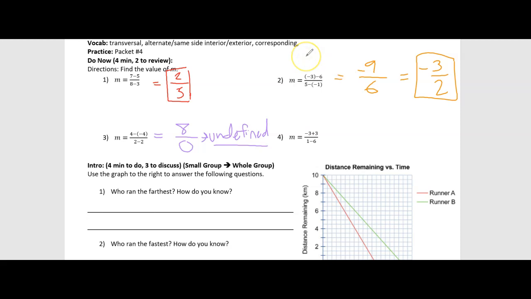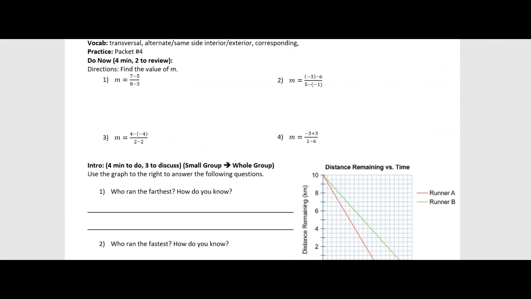All right, last one. We get negative 3 plus 3, which is 0. 1 minus 6, which is negative 5. In this case, 0 divided by anything other than 0 gives us 0. So just some practice simplifying some fractions. Again, this is going to lead us into something or things for today because we're going to be working with slope a lot today. All right, let's take a look at this graph.